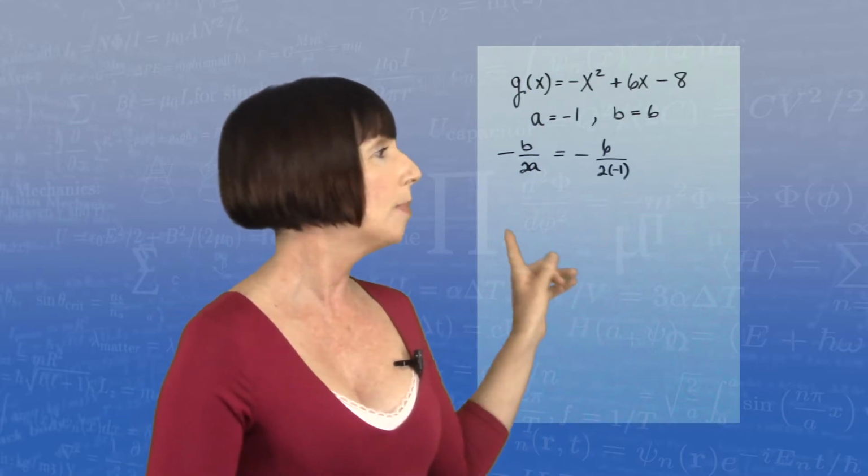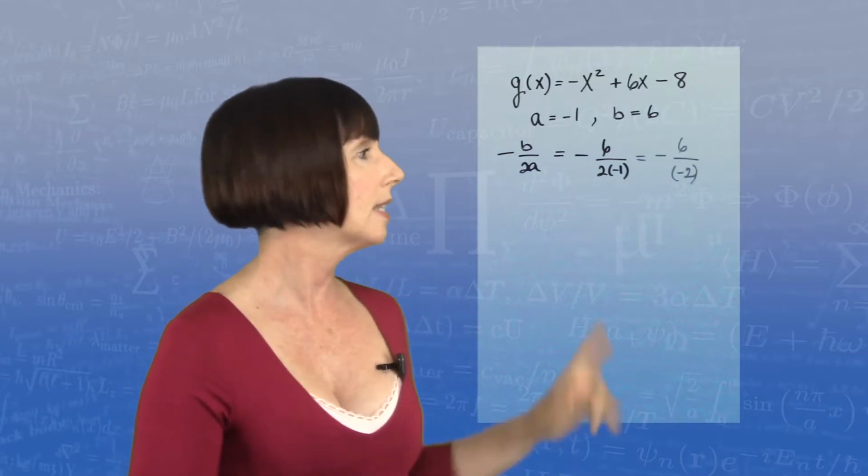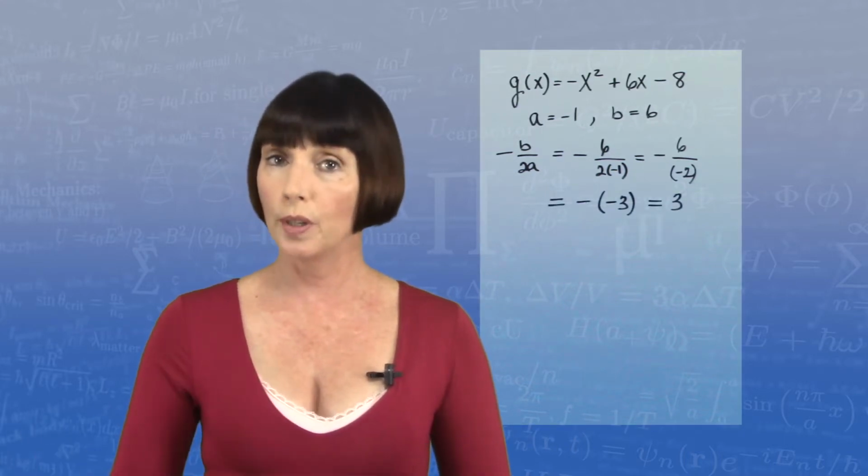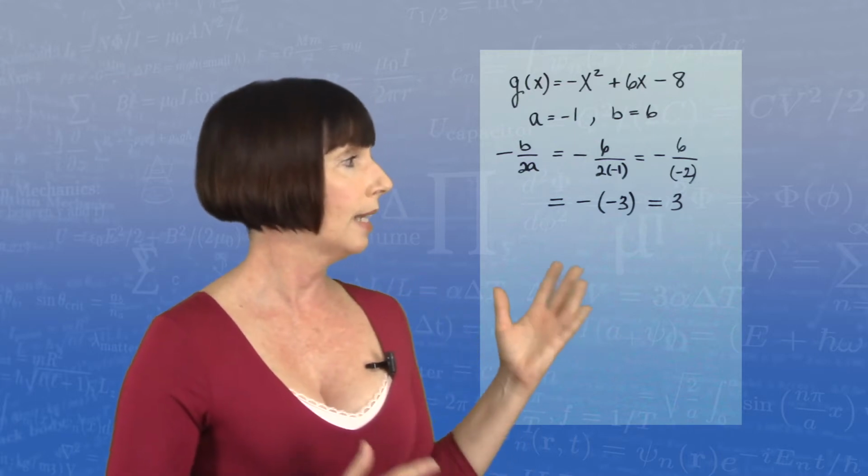The x-coordinate of the vertex will be the opposite of b over 2a. So plug in your values, and we get the opposite of 6 over 2 times negative 1. That gives us the opposite of 6 over negative 2. 6 over negative 2 is negative 3. Opposite of negative 3 is 3. So the x-coordinate of the vertex is 3.